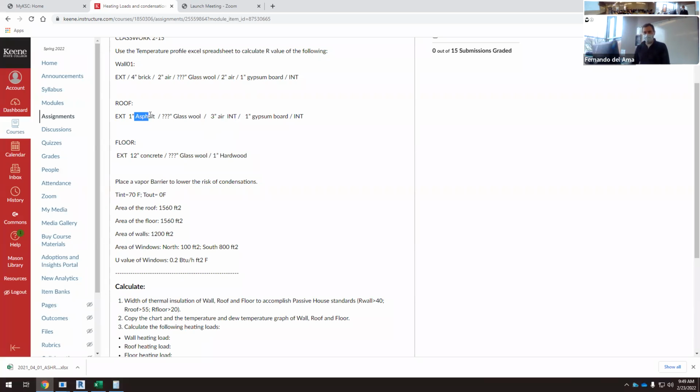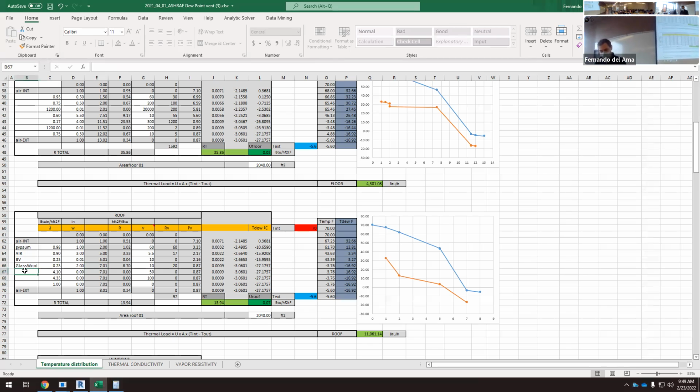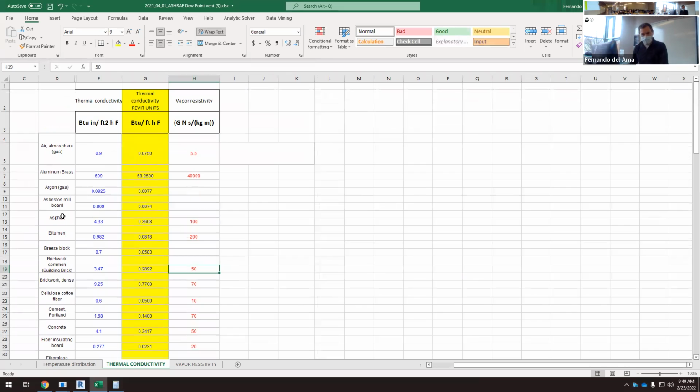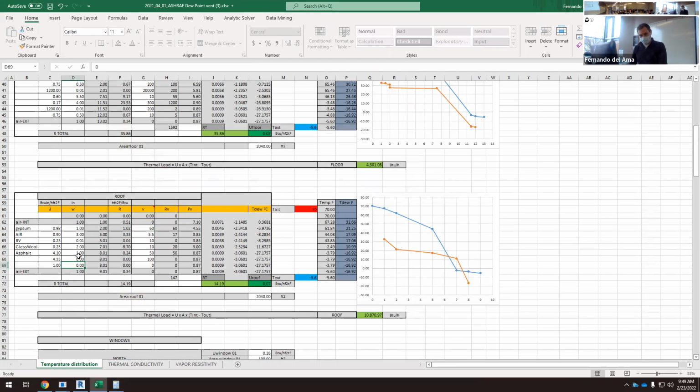And here we have the asphalt, 1 inch of asphalt. So this is asphalt, 1 inch. And what's the thermal conductivity of asphalt? 4.33, and the vapor resistivity 100. So this is 4.33, and the vapor resistivity 100.